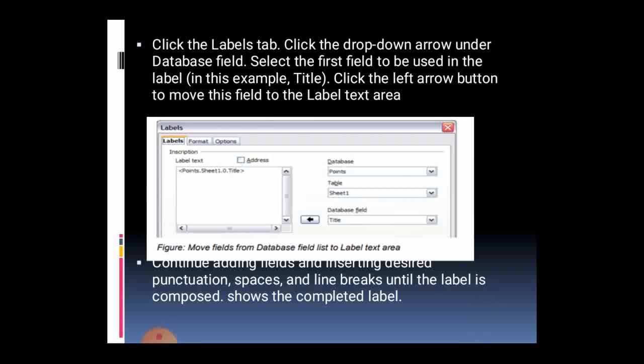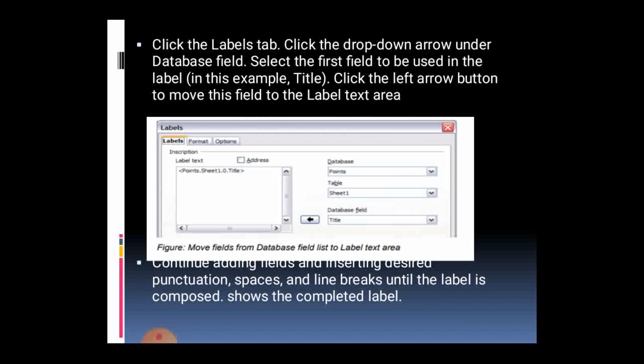Okay, so as I said, the labels tab includes the database, then the sheet number. So first the database will be given, then the sheet number will be given, and what title you want to add will be given in the single line. So this is the format for typing your content. Okay, so here they have given: click the left arrow button to move this field to the label text area. So you have to click this drop down list to move all your content to this label text area.